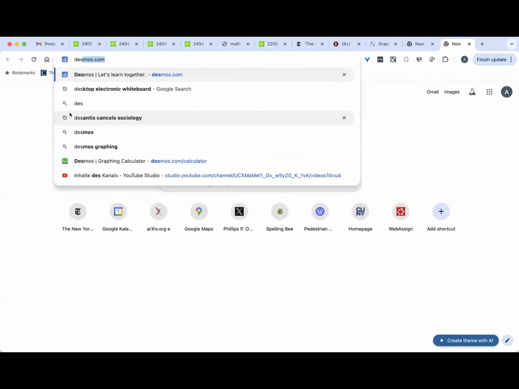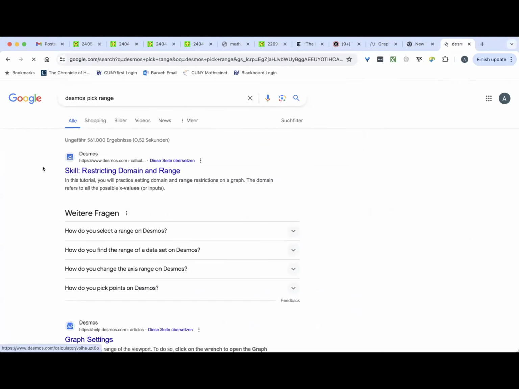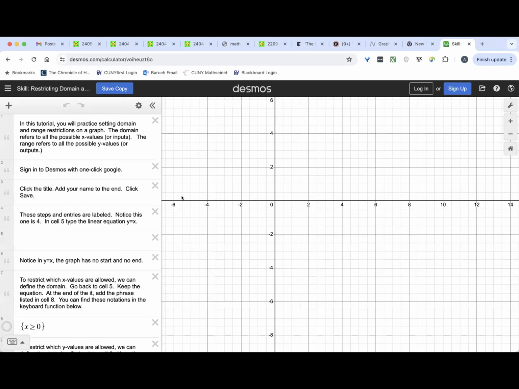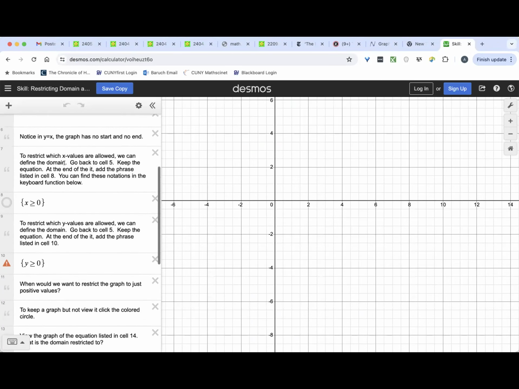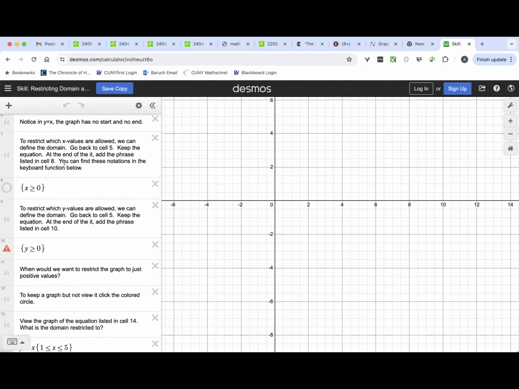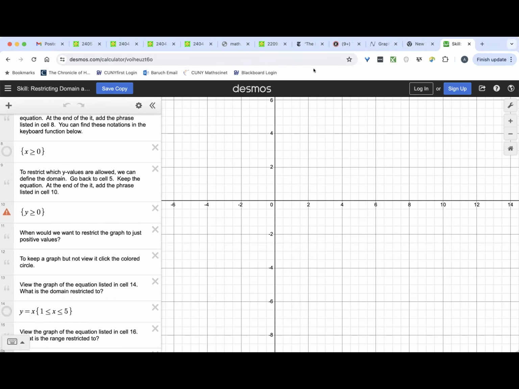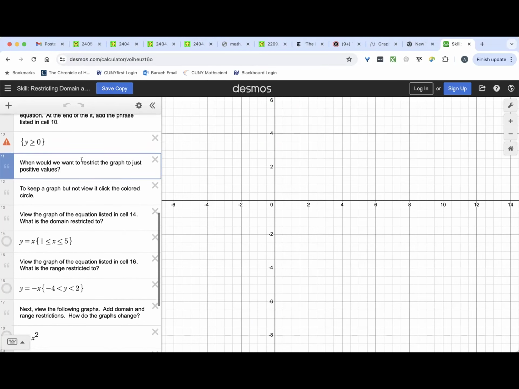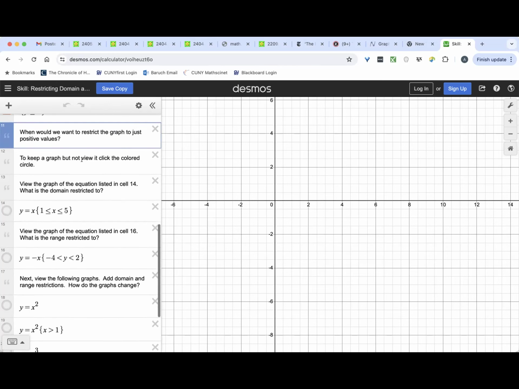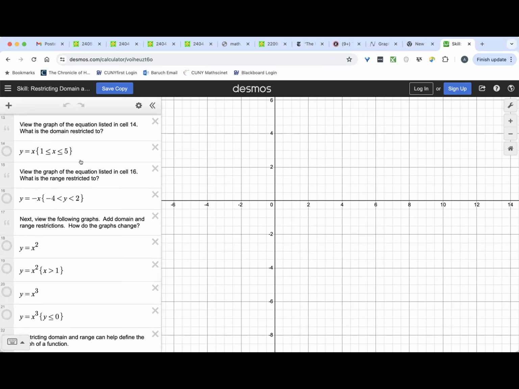Let's see this Desmos pick range. Restricting domain and range. Okay, here we are. Define the domain. Oh, okay, so add this phrase. Sorry, I'm just looking this up. I should have figured this out beforehand. Okay, so view the graph. What is the domain restricted to? Okay, so you put this in.